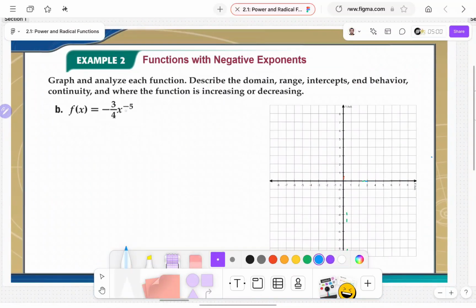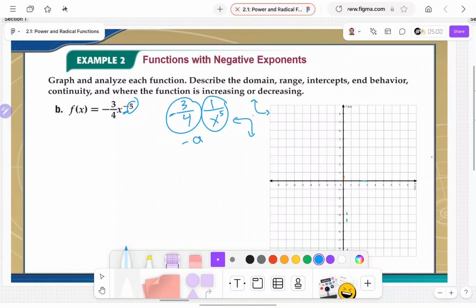As you can see here, x to the power of what? x to the power of negative 5. So the power here is odd and it's negative, so it should be negative 3 over 4, 1 over x to the power of 5. Don't forget the 3 over 4 is negative. Now 1 over x to the power of 5 is in quadrant 1 and in quadrant 3. But now look at the a. A here is negative, right?